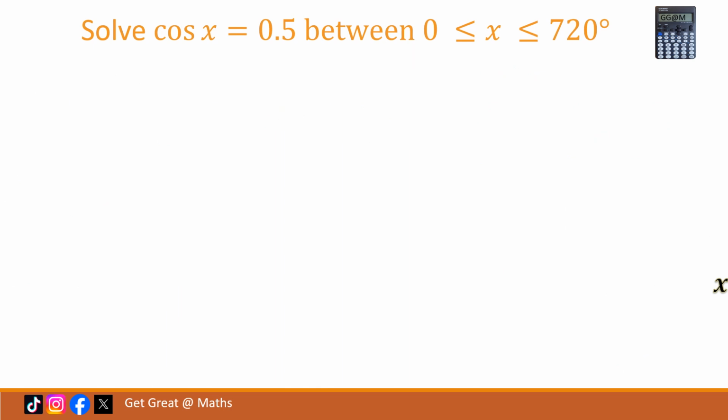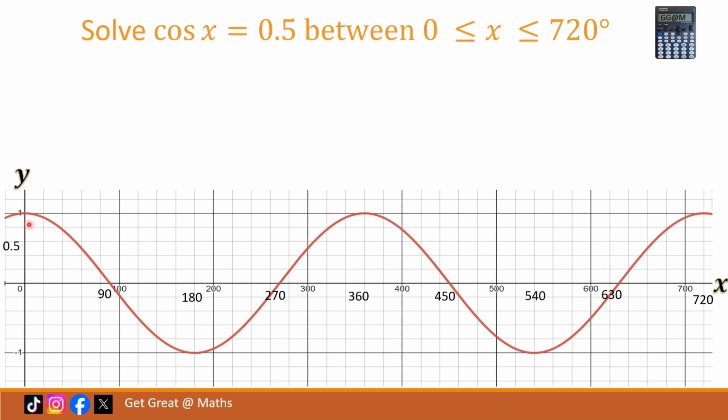Now we're looking at solving cos x equals 0.5. And to solve cos x equals 0.5 between 0 and 720 means we need to know what the shape of the graph is going to look like between 0 and 720. Now the sine curve and the cosine curve are very similar, but the cosine curve starts at the point 0, 1. So the sine curve starts at the point 0, 0. The cosine curve starts at the point 0, 1.